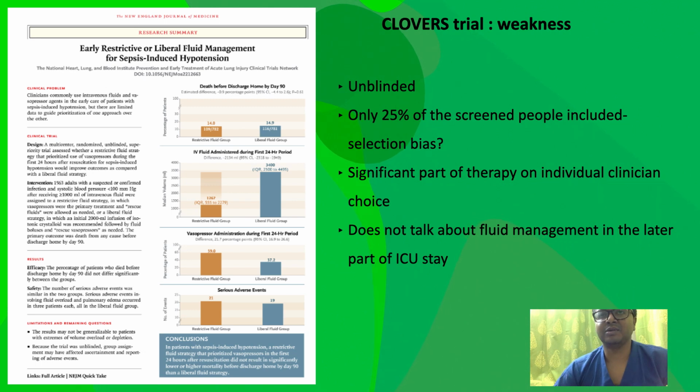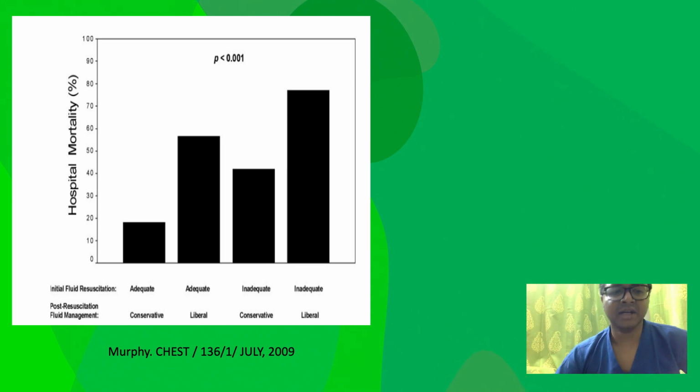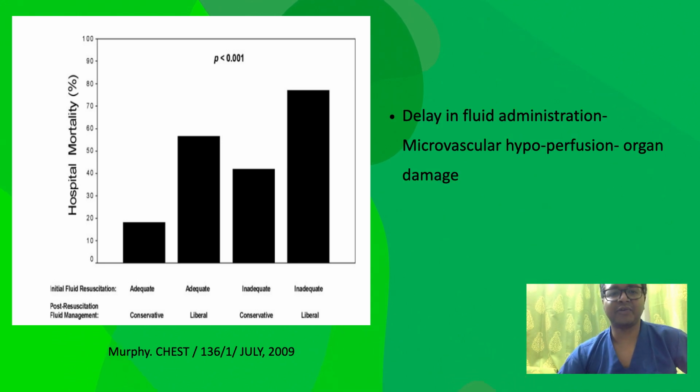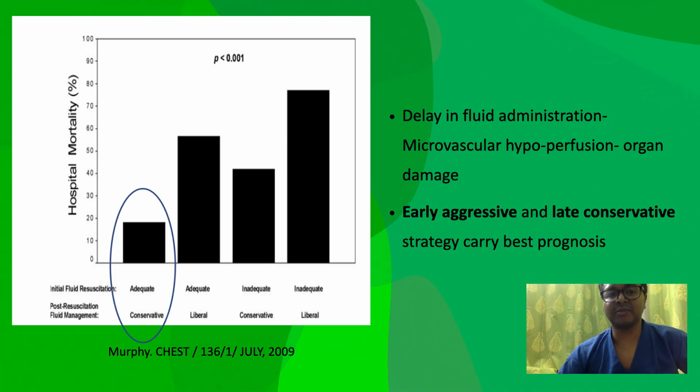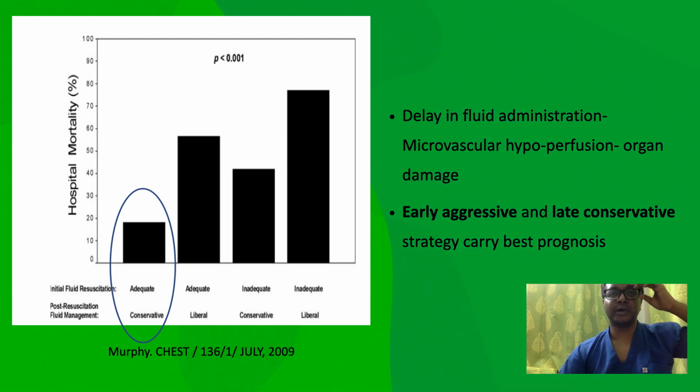And why am I telling this? Because the late part of fluid management is as important as the initial fluid management in critically ill patients. This was shown in 2009 by Murphy et al., who showed that failing to give an adequate amount of fluids initially causes more harm than giving more fluids in the initial part. It is not a problem if we give aggressive fluids in the initial period, but if we follow it subsequently with a late conservative fluid strategy, it will carry the best prognosis.